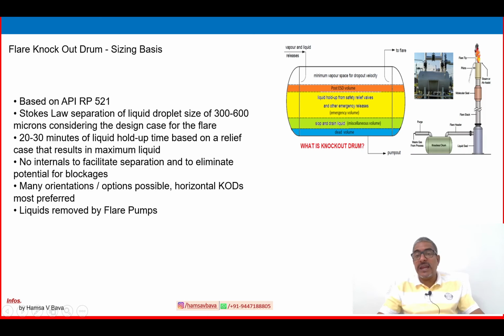Whatever liquid is collecting here, normally a flare knockout drum pump is connected here. It will work as an auto system: when the level is increasing, the pump will start, and when the collected liquid level is decreasing, the pump will automatically stop. That is the normal practice. So these are the design aspects of a flare knockout drum.